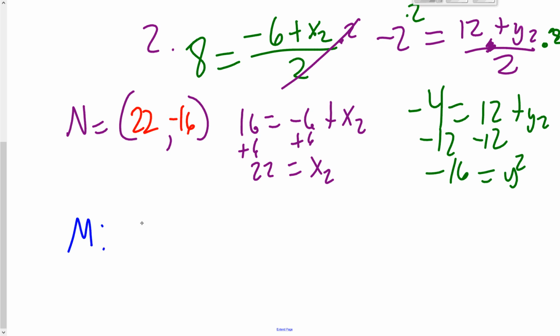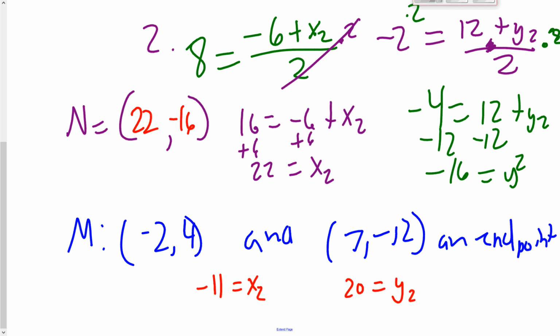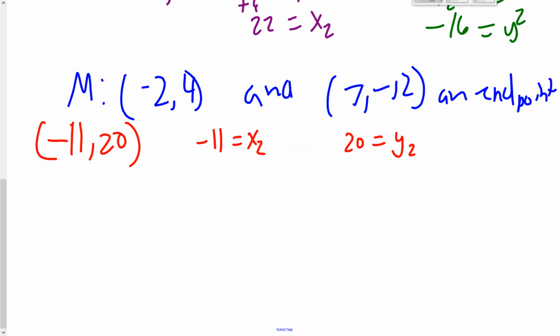Here's another problem. If your midpoint was negative 2, 4, and you had an endpoint 7, negative 12, go ahead and solve what is the other endpoint. So you can pause this video, go ahead and solve it, and then I'll give you steps how to do it and give you the answer to this one. So your x2 would be negative 11, so your other endpoint would be negative 11, and your y2 would be 20. That would be your answer. See if you got that.